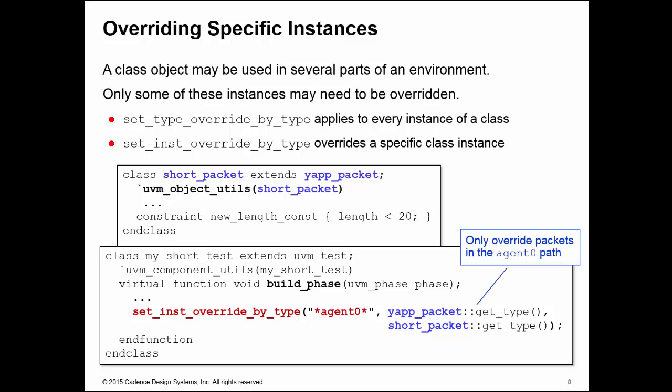So here, using my set instance override by type, the first argument is a hierarchical path name. It's a string, so I can use wildcard characters inside of that string. So here I'm saying that any part of my hierarchy that contains agent 0 in its path will have its YAP packets converted to short packets via the factory.